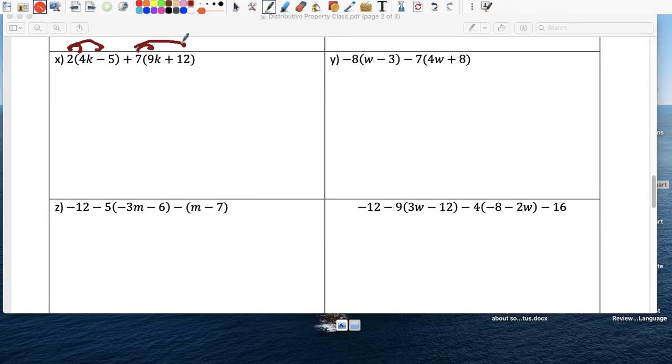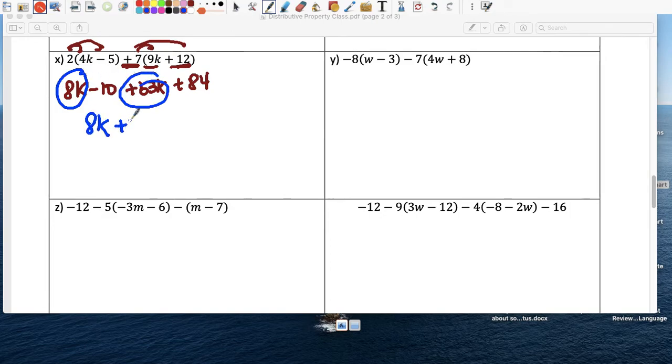Okay. And then here, two distributive properties here, and then here. 2 times 4k is 8k, positive and positive. And 2 times negative 5 is negative 10. Positive 7 and positive 9k is positive 63k. And then positive 7 and positive 12 is plus 84. And you combine these two.